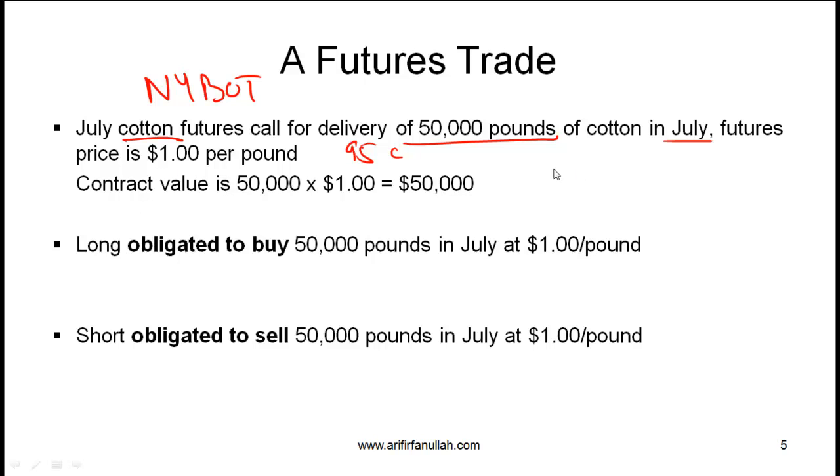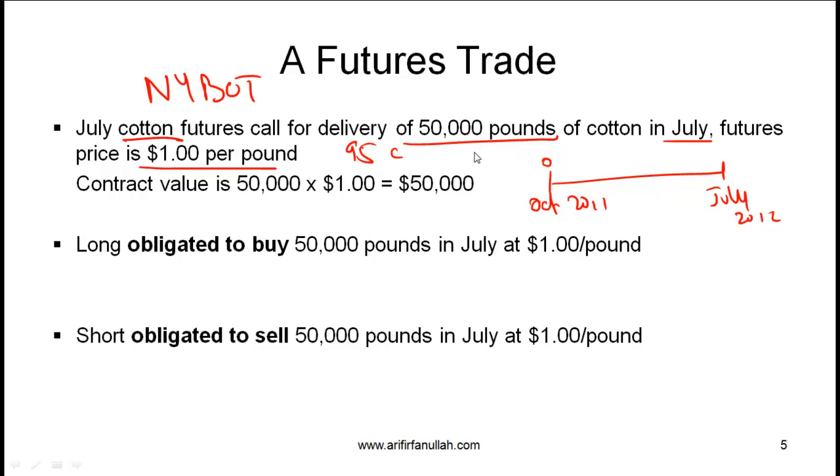So what this means is the following. If we are here at time 0, let's say that it is currently October 2011, and let's say that this contract matures in July 2012. So when we have this contract price of $1, this means that at time 0, the long is committing to buy 50,000 pounds of cotton at $1 per pound. Now that's the commitment. So the long is committing to buy at this price and this much, 50,000 pounds.